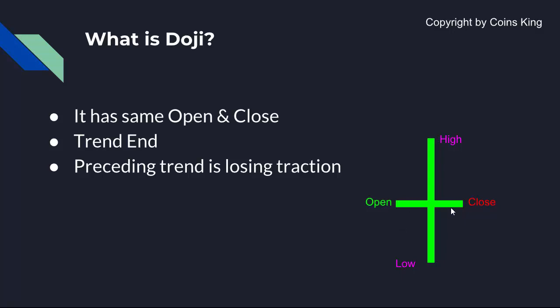Now let's have a look at the different types of Doji candlestick pattern. The first type is the standard Doji candlestick pattern. It has a higher wick, a lower wick, and the same open and close.